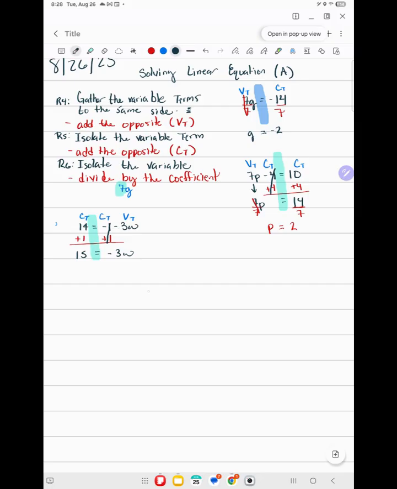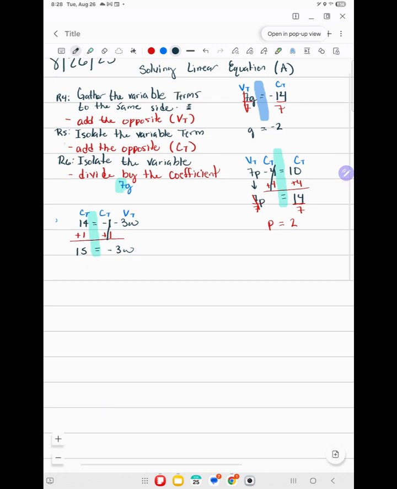Now, let's look at what we have now. Let's go back to it. We just finished rule 5. Now let's go to rule 6. Isolate the variable. All right, when I look at my problem, I got a constant term here, a variable term here, but is the variable isolated? Is it the w by itself? No, we need to move that coefficient. What's the coefficient again? That negative 3.